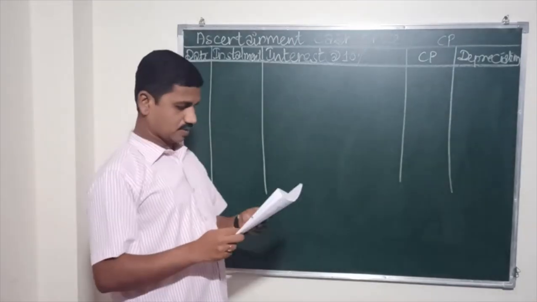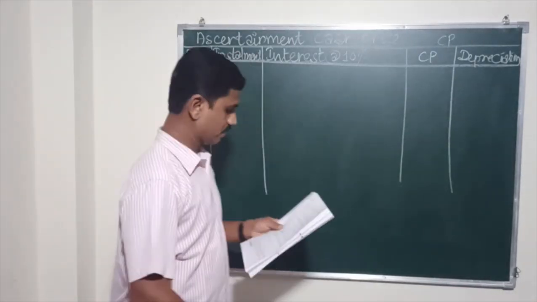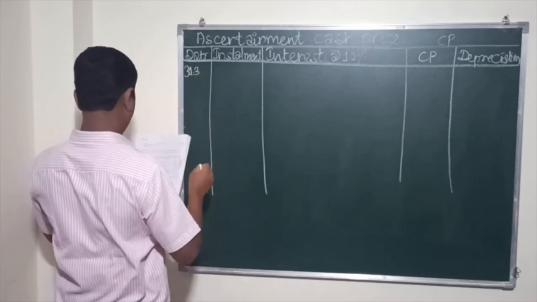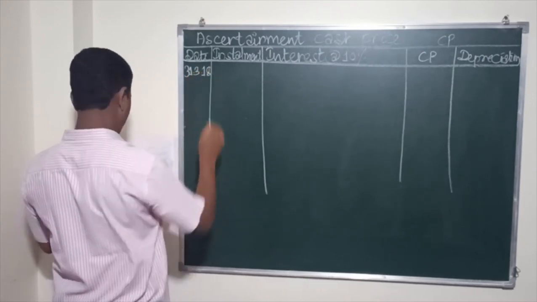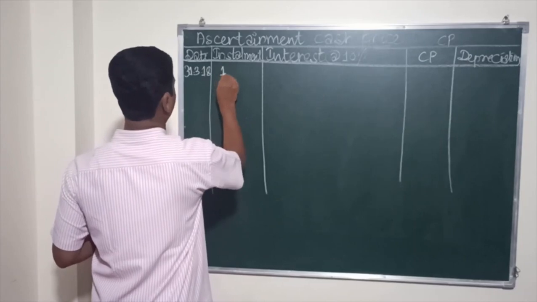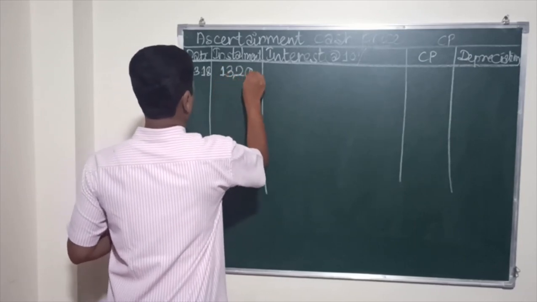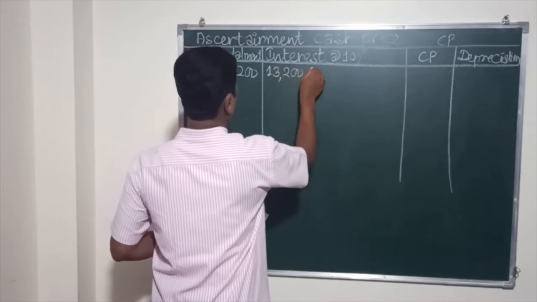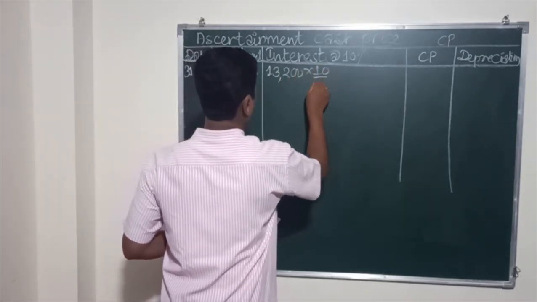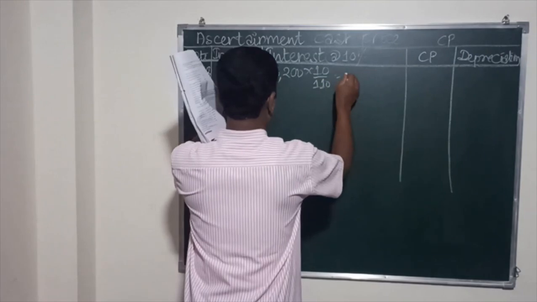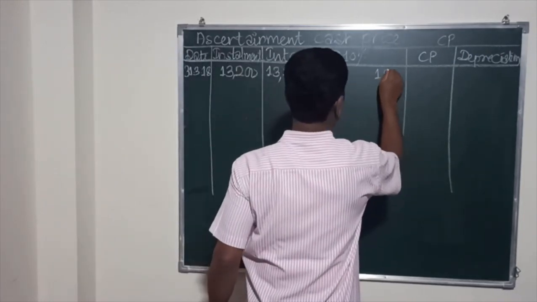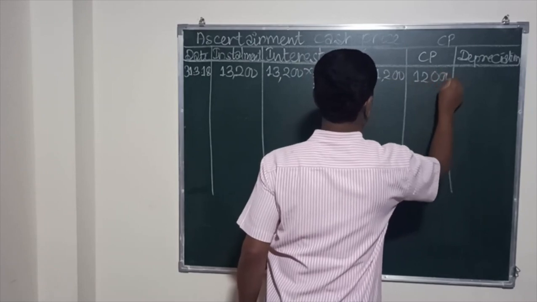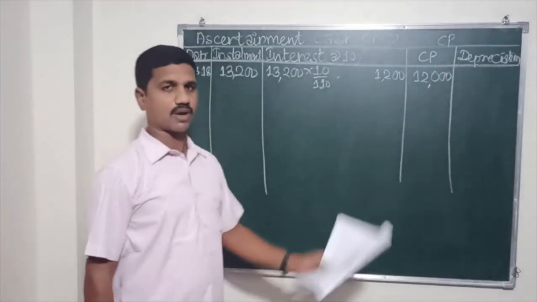So now we should go by the backward method here. On 31/3/18, the installment is given as 13,200. Here we need to calculate the interest: 13,200 into 10 divided by 110. So we are going to arrive at 1,200. So 12,000 is the cash price here, that is the principal amount.